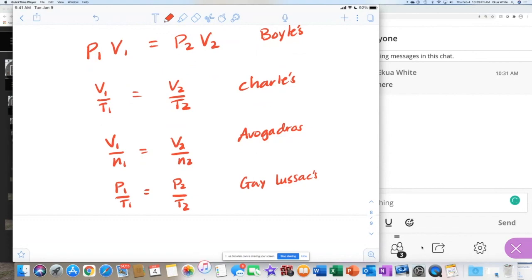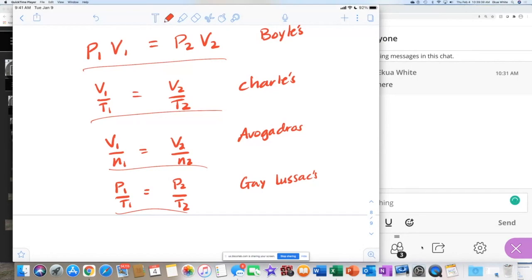So you want to look at the question and see what's given to you. The question has to have one of these conditions, either this or this or this, or it could be the combined one. You want to just write down what's given and then what's changing based on what the question says. Any questions about this?